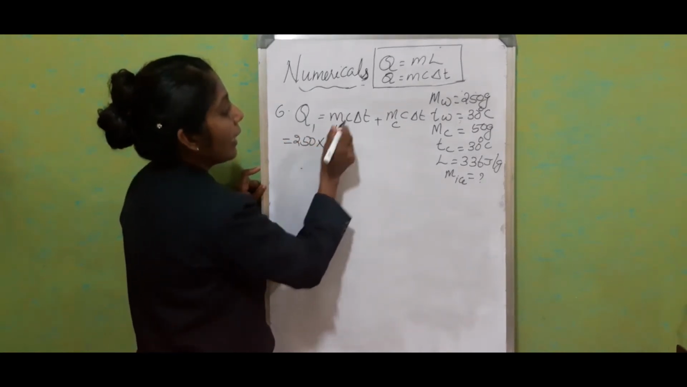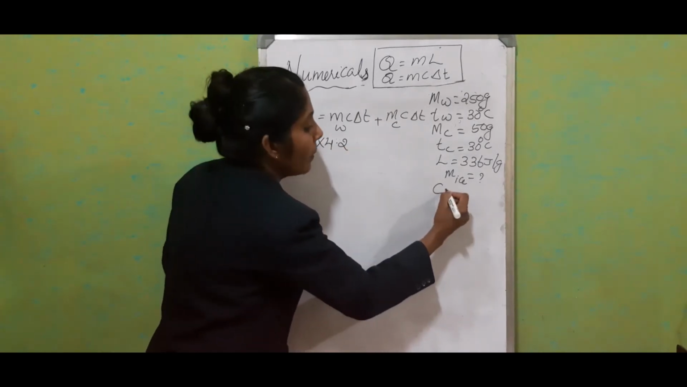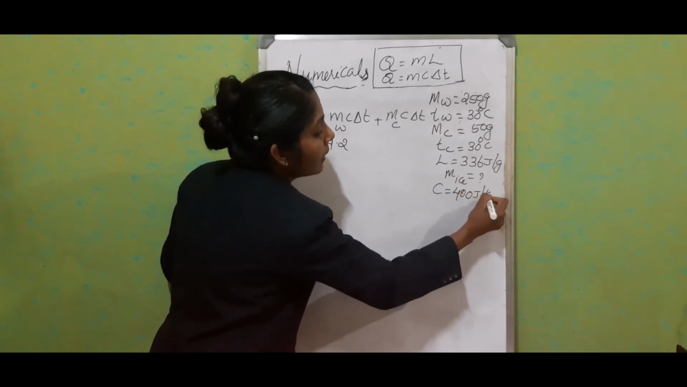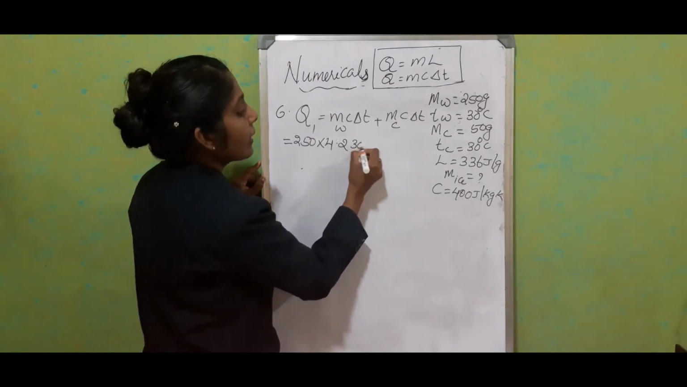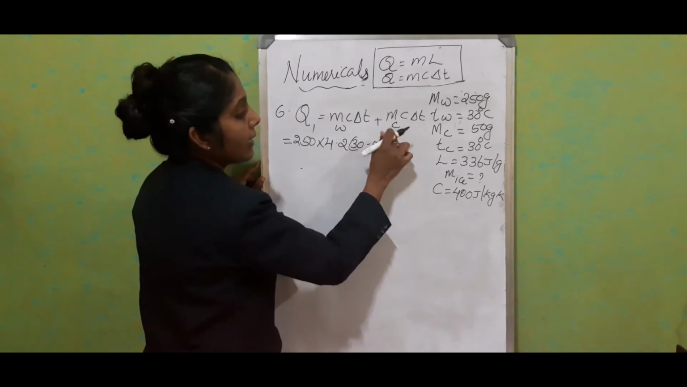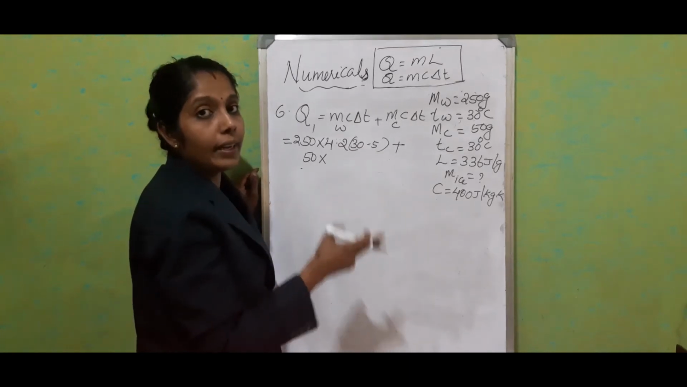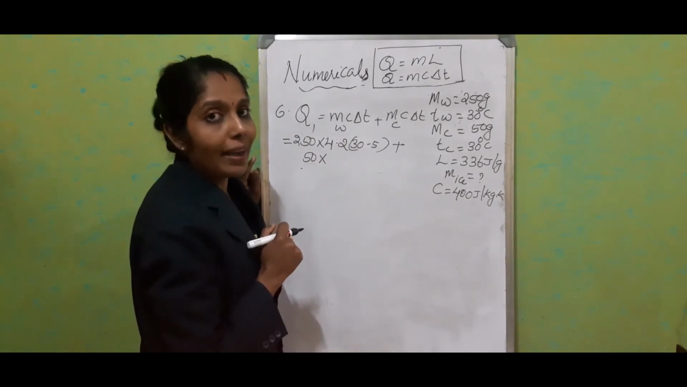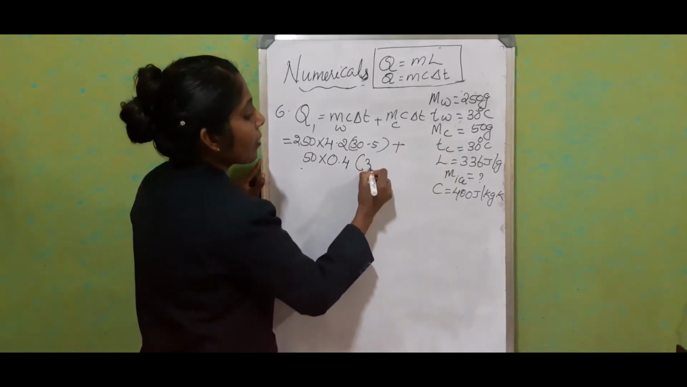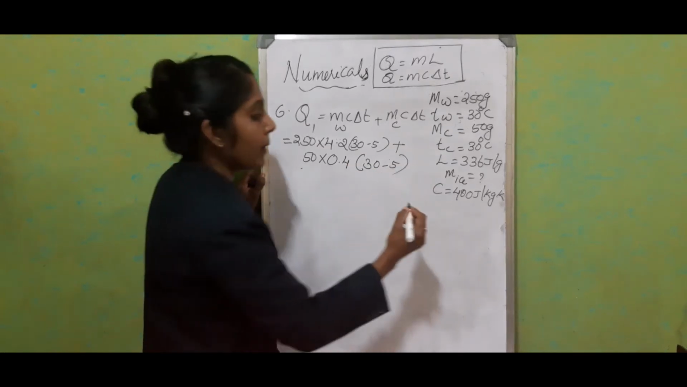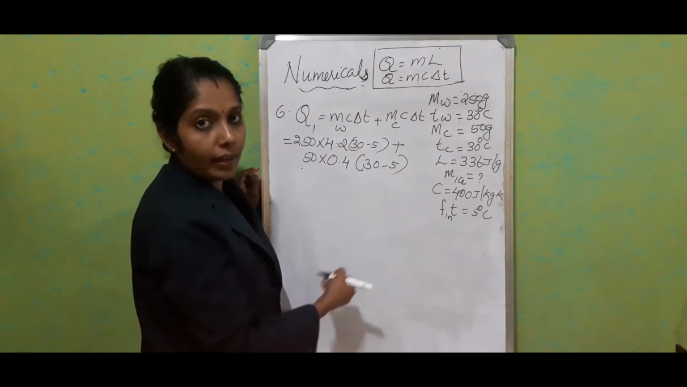250 gram of water into specific heat capacity 4.2, and the specific heat capacity of the copper vessel is given as 400 joule per kilogram Kelvin. Okay. 4.2, change in temperature 30 minus 5, plus the second factor, 50 gram into 400. We have to convert that into kilogram, divide by 1000. So it is 0.4. Same way the temperature difference is 30 minus 5. Final temperature is given as 5 degree Celsius, already given in the question.